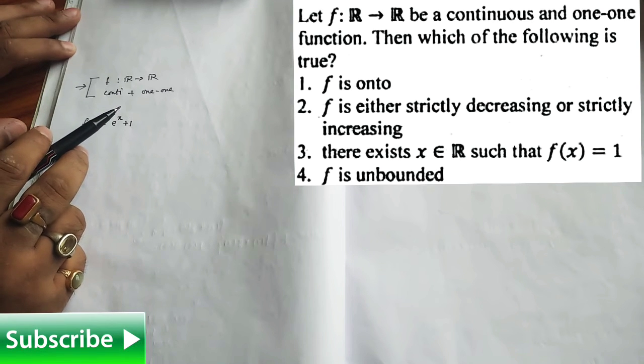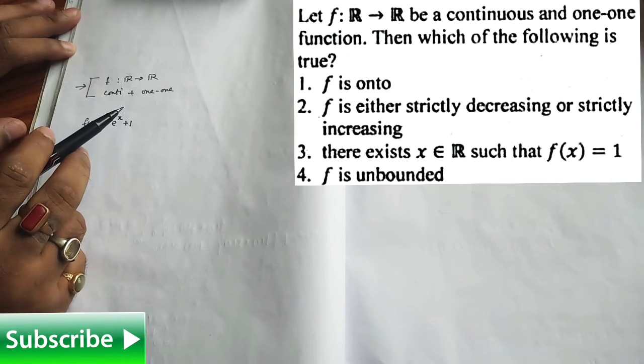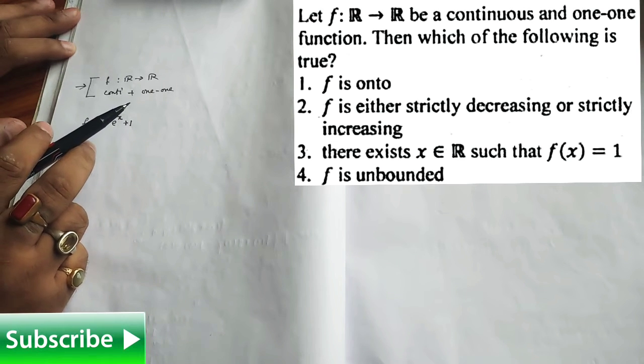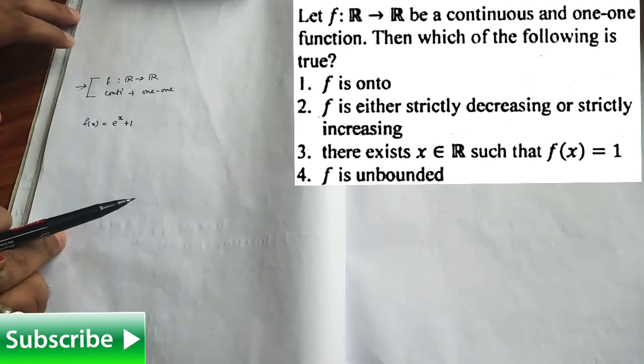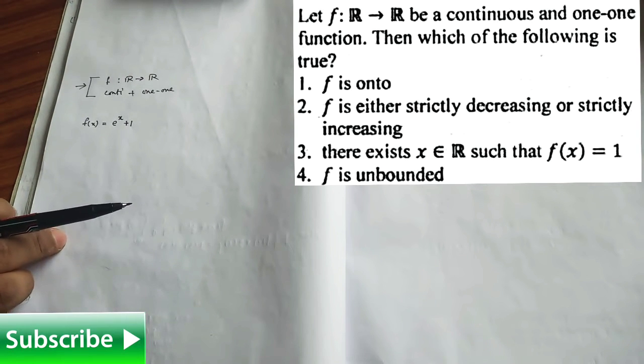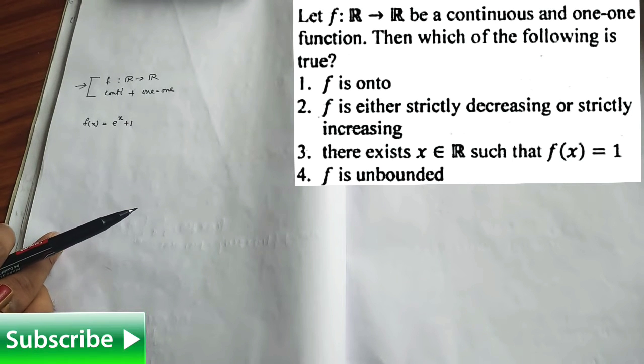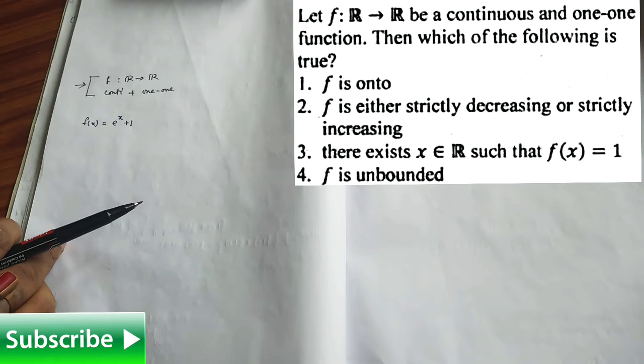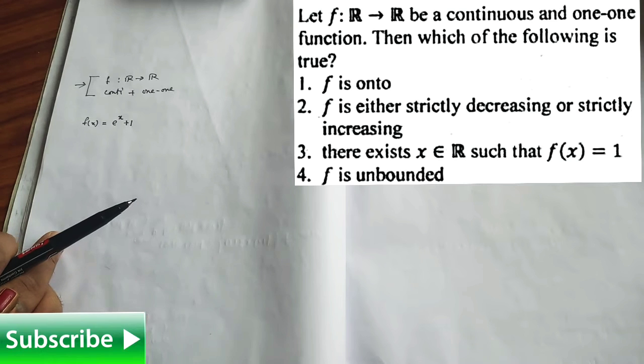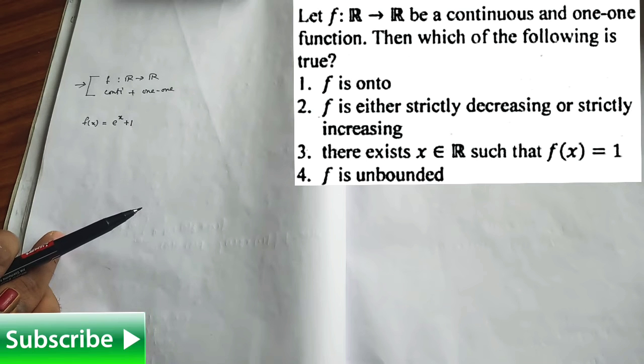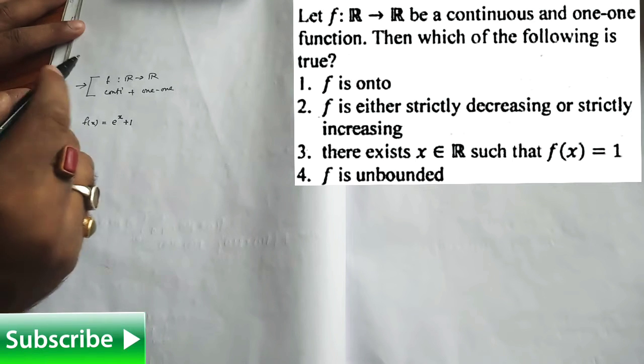In the third option they are asking, there exists x belongs to R such that f(x) is equal to 1. The fourth option asks whether the function f is unbounded or not. The second option asks whether it is strictly increasing or decreasing. We'll come one by one, and to solve this kind of problem you should be aware of some counterexamples. With the help of counterexamples, you can easily solve this kind of problem in the exam hall.